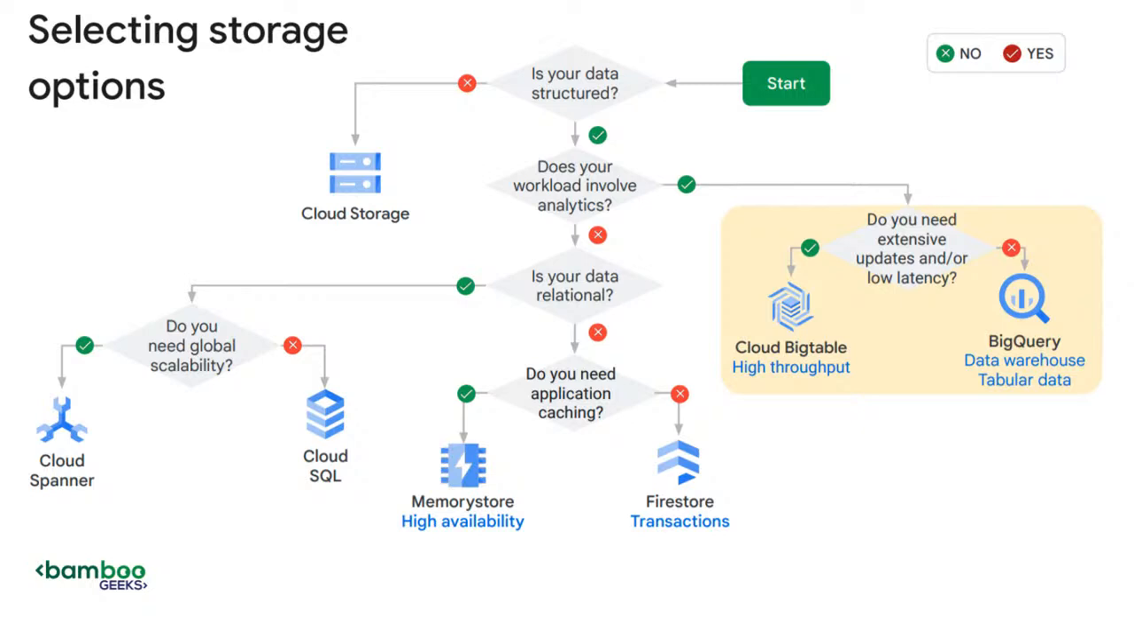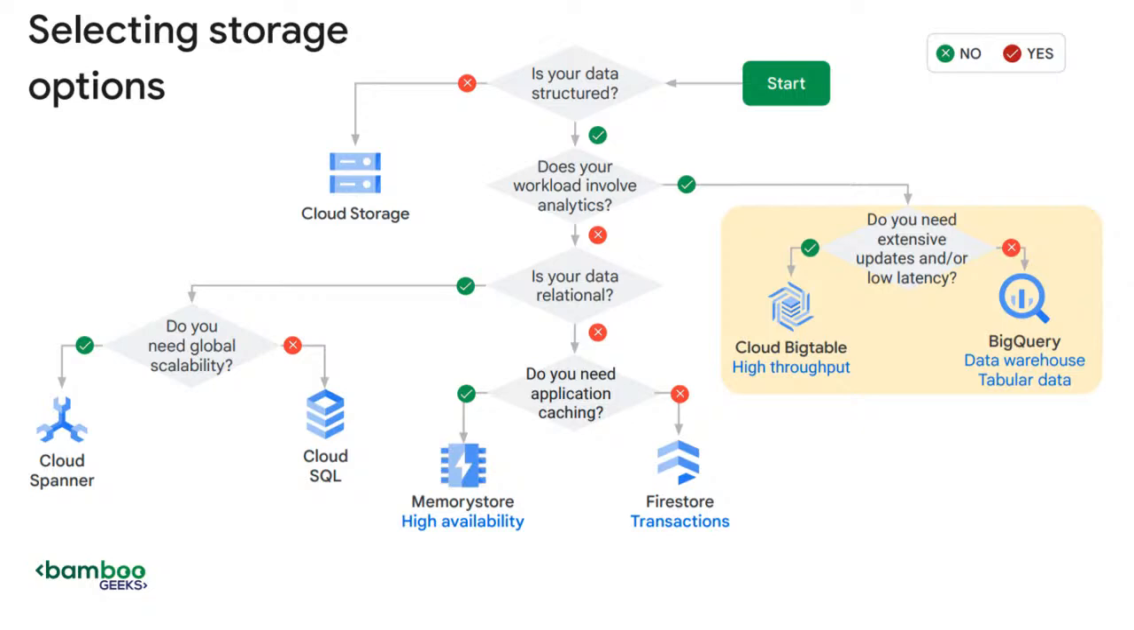Then if your workload does not involve analytics, you have the famous question: is your data relational or non-relational? If it's relational, you have two options, Cloud SQL or Cloud Spanner. The difference between them is scalability. If you need global scalability, go ahead with Spanner. If you don't need it, go ahead with Cloud SQL. Then if your data is non-relational, it's NoSQL, then you have two options, Firestore, aka Datastore, or Memorystore.